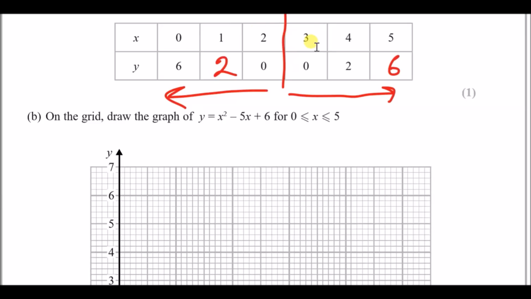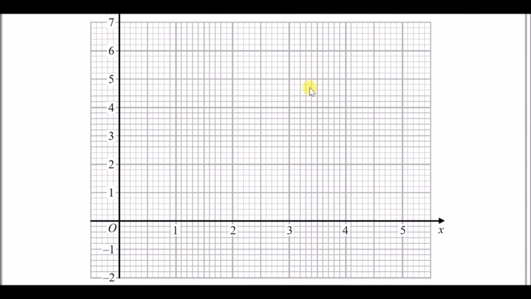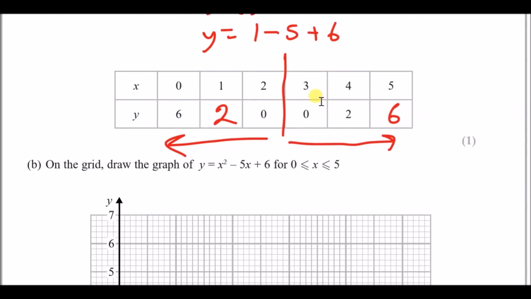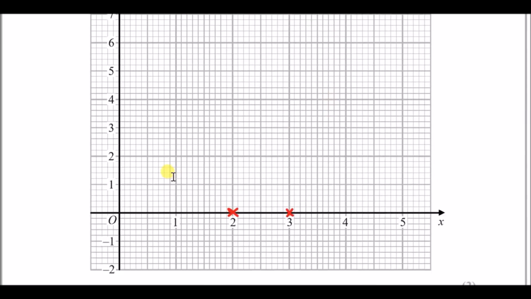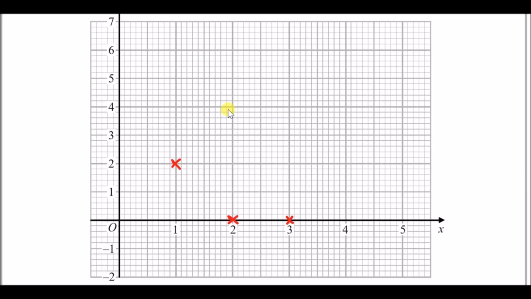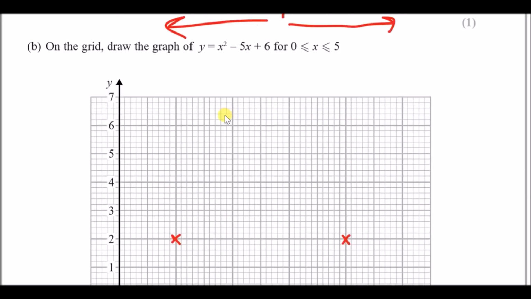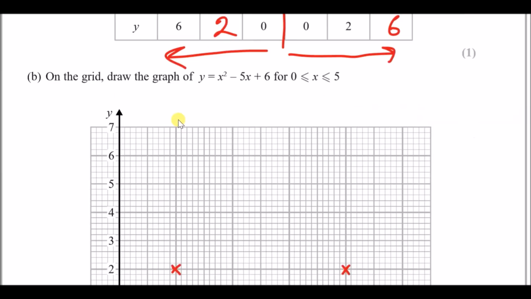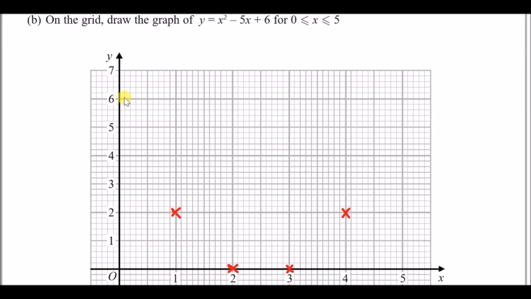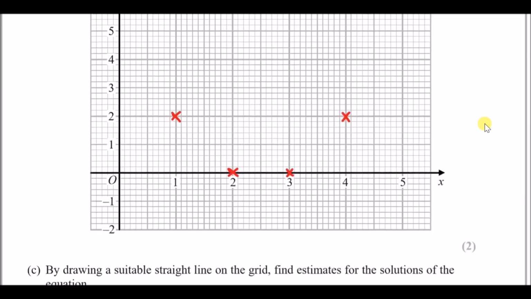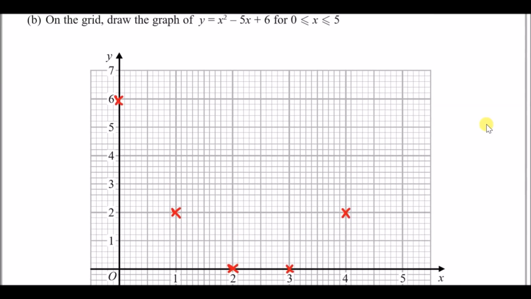So when x is 2 or x is 3, y is 0. So when x is 2, y is 0. When x is 3, y is 0. Next one, the outer, yeah? So when x is 1 or x is 4, y is 2. And then lastly, when x is 0, y is 6. And on the same side, when x is 5, y is 6.